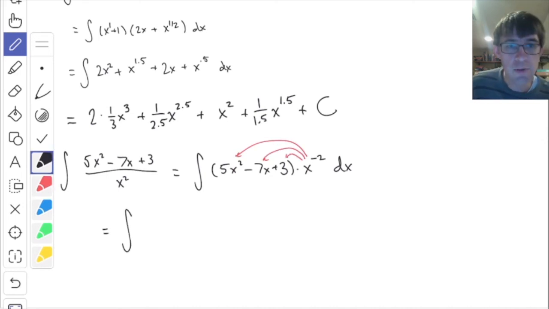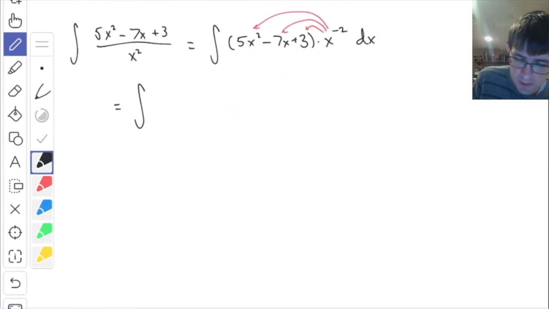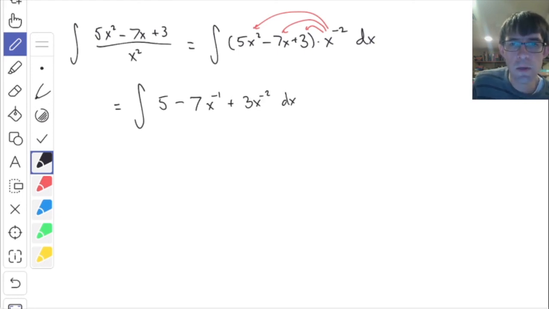I'm still writing the integral sign here because I didn't do the antiderivative yet. I'm just simplifying. 5x squared times x to the minus 2. Again, you should be adding the exponents, and I get 5x to the 0. X to the 0 is 1, so that's just 5. And then minus 7x times x to the minus 2. You add the exponents, I get x to the minus 1. And then finally plus 3x to the minus 2. All right. Everybody good with that? I'm not done yet. I'm just simplifying. All right, the next step is when I actually do the antiderivative.